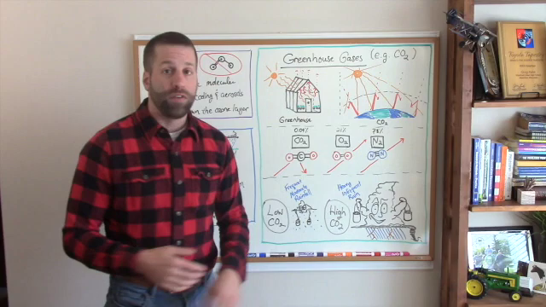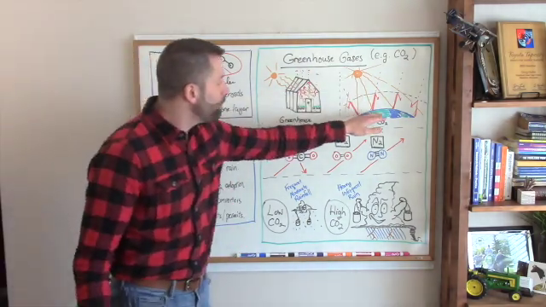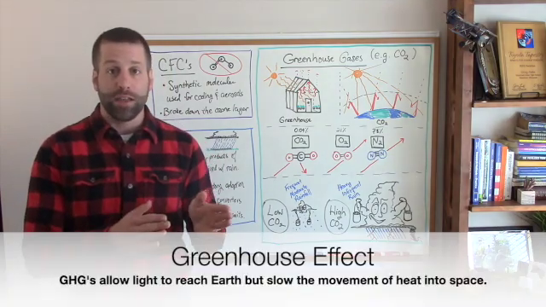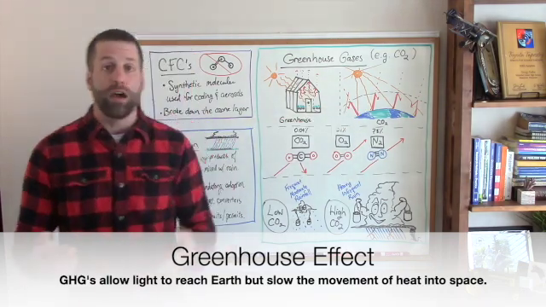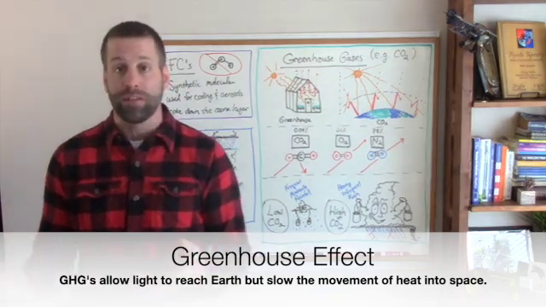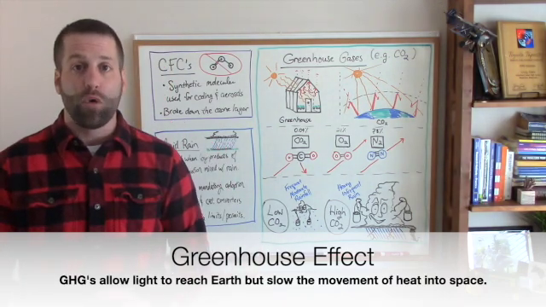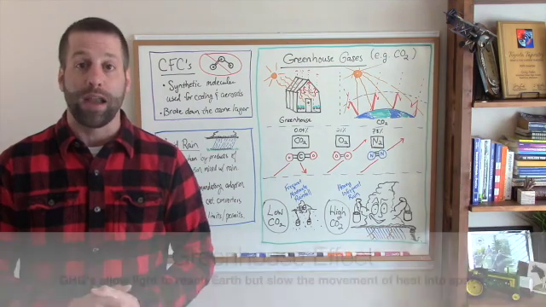Similarly, in our atmosphere we have greenhouse gases. These gases allow the light of the sun to pass through and reach the surface of the Earth. When that light energy is transformed into heat energy, greenhouse gases slow the loss of that heat from the surface of the Earth into space. The greater the levels of greenhouse gases, the more that heat builds up on the surface of the Earth, and the warmer the temperatures get on average.